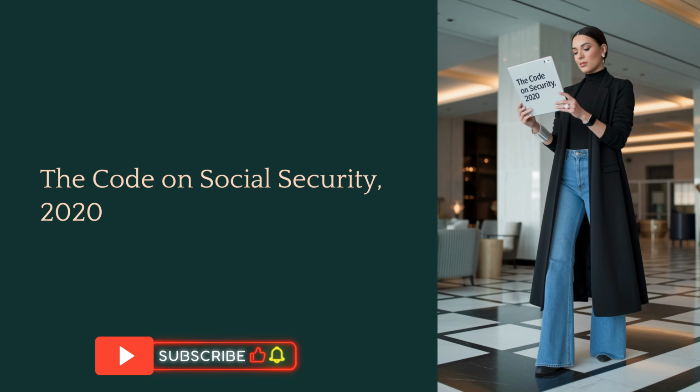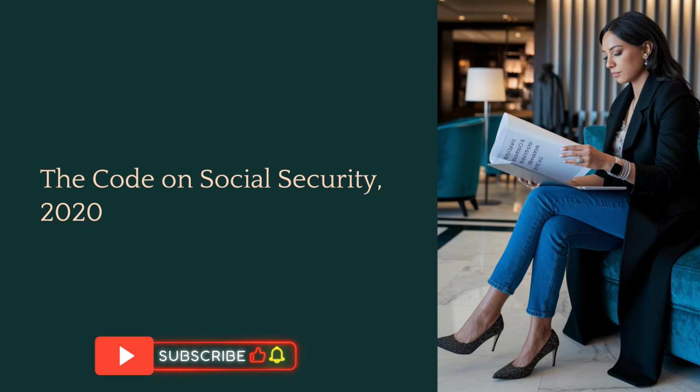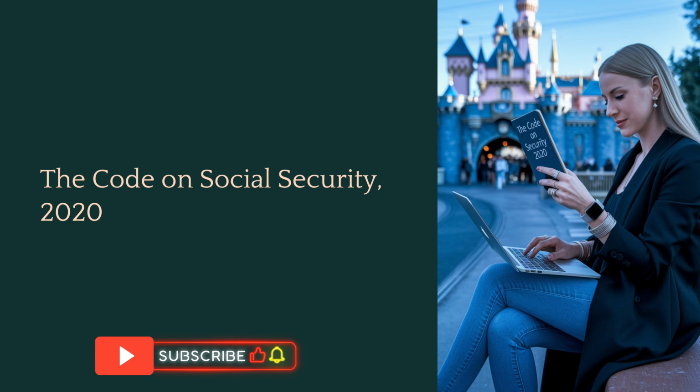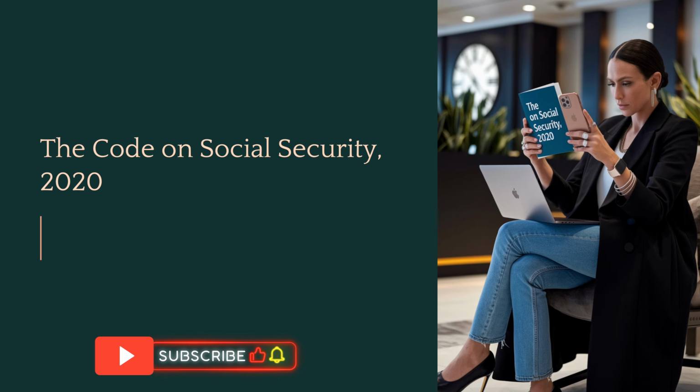100 FAQs on the Code on Social Security, 2020. General Questions. 1. What is the purpose of the Code on Social Security, 2020? Answer: The Code aims to consolidate and amend laws related to Social Security, providing welfare measures like healthcare and income security for employees, unorganized workers, gig workers, and platform workers.